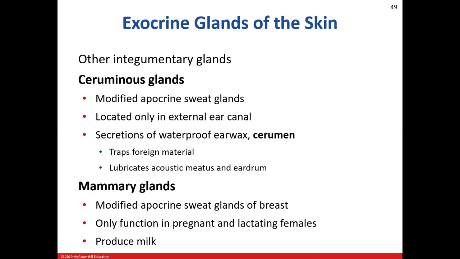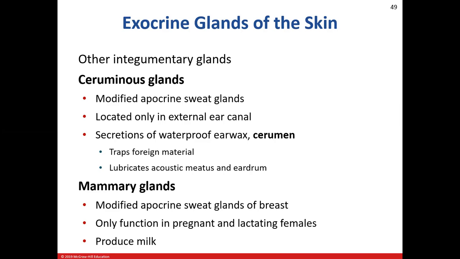We do have some other integumentary glands that are not quite as common or are located in very specific areas of the body. Some of those glands include the ceruminous glands. These are modified apocrine sweat glands, and instead of giving off sweat, since they're located in the external ear canal, we actually find that their secretion is cerumen, or what we call earwax. The function of cerumen is to help trap foreign material. It also helps to lubricate the acoustic meatus as well as the eardrum.